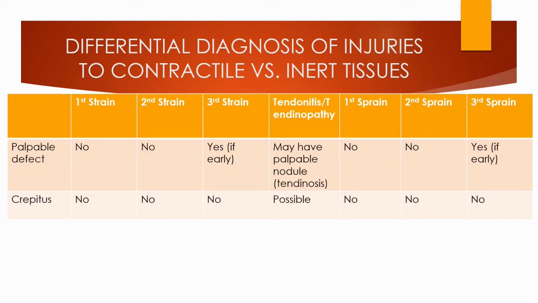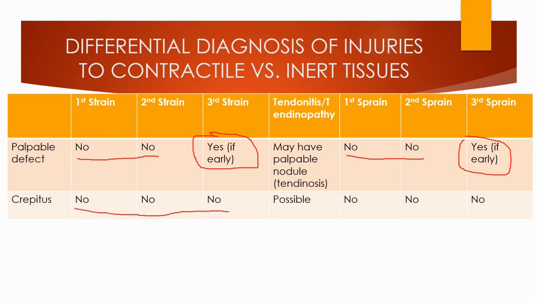With the first and second degree strain injuries and the first and second degree sprain injuries, while there may be pain to palpation, there will be no palpable defect because there's no palpable separation of the muscle or the ligament structure. Whereas in the third degree sprain and strain injuries, there will be a palpable defect as your finger sinks into the deficit between the opposed ends of the injured muscle tendon or the injured ligament structure.